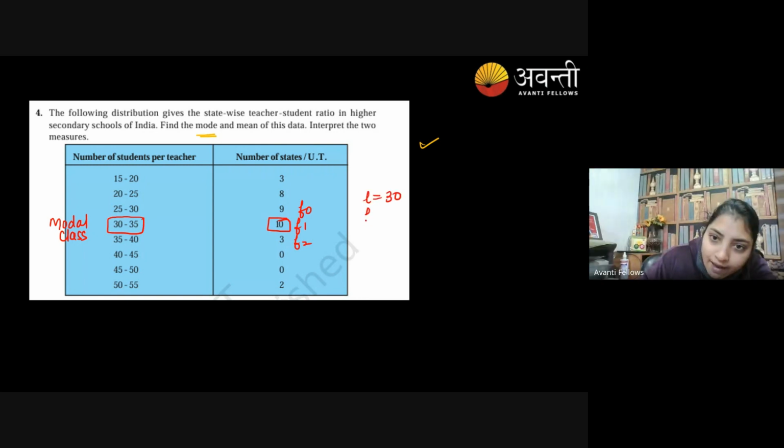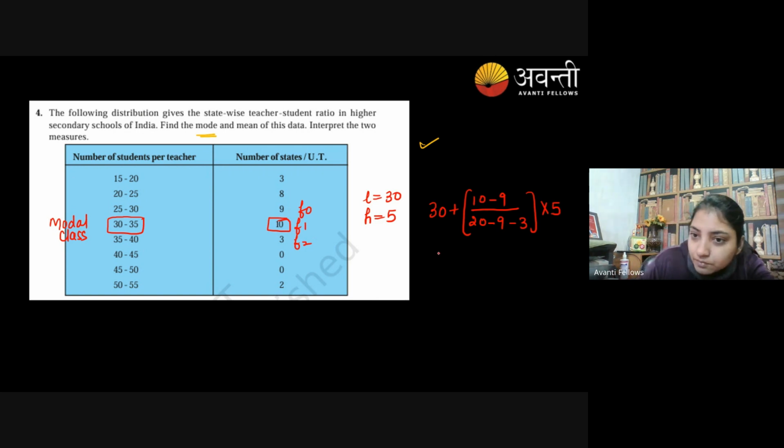So L is 30, H is 5. So what was the formula? 30 plus (F1 minus F naught) (10 minus 9) divided by (2 times F1, that means 20, minus F naught minus F2), into H, right or not? 30 plus 5 by 8. So 30 plus 6.2. So the answer is 36.2. Is it clear?